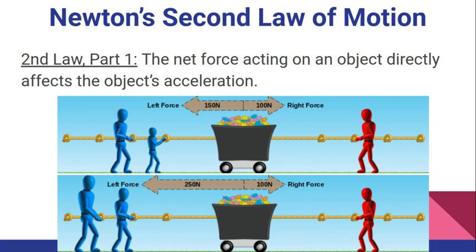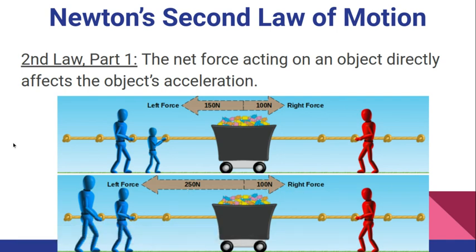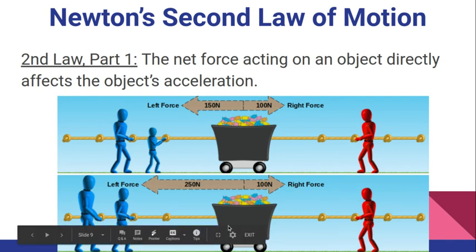But the second law talks about how quickly the wagon is going to pick up speed. In the first case, the net force is 50 newtons because there's 50 more newtons going to the left than to the right. But what's the net force in the bottom picture? If you said 150 newtons, you'd be correct. That's because there's 150 more newtons going to the left than there are to the right. And that means the net force is bigger in the bottom picture.